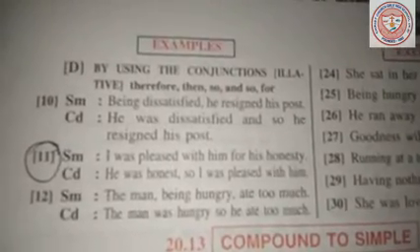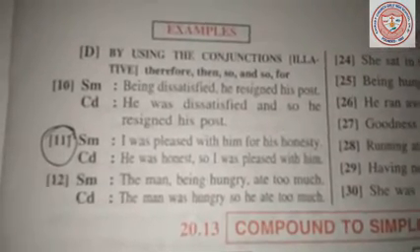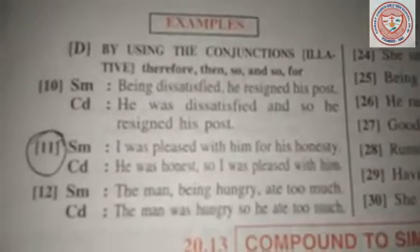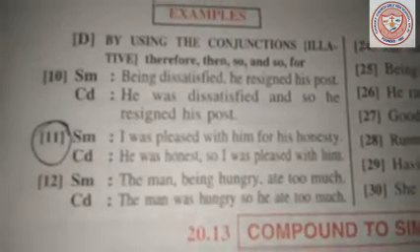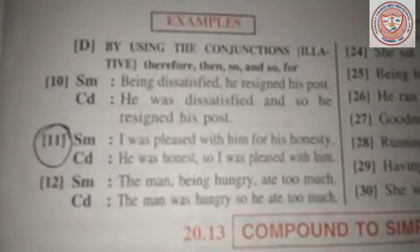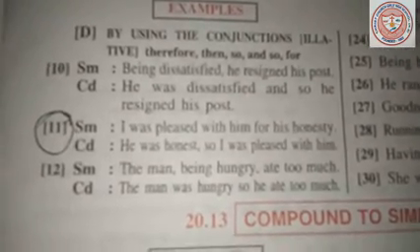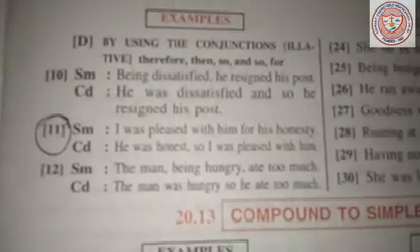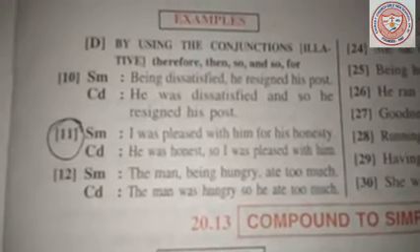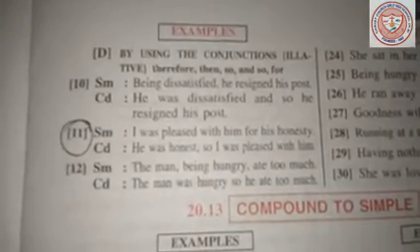Then comes the use of illative conjunction. For example, therefore, then, so, and so, for. Let us find the usage. Simple: Being dissatisfied, he resigned his post. We can transform this sentence into its compound form by the use of "and so". He was dissatisfied and so he resigned his post. Next, I was pleased with him for his honesty. How can we transform this sentence into its compound form? Let us find out by the use of "so". He was honest, so I was pleased with him. Okay, girls, I hope you have understood the transformation of simple sentences into compound form with the use of all sorts of conjunctions that we have, and vice versa also.